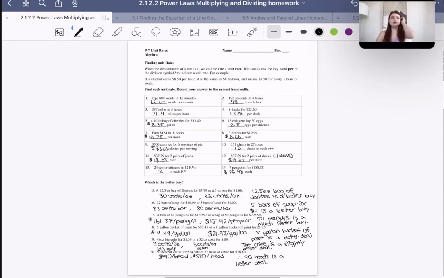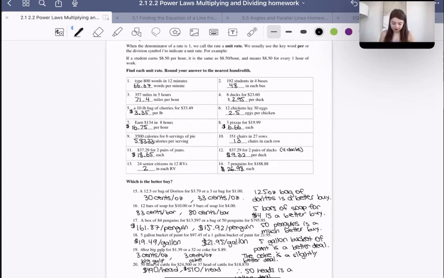So, it's always good to be able to put things in unit rates because then it's very easy to compare them. And that's the point of having things in unit rates, so that we can compare what's what. All right, well, that is it for finding unit rates.